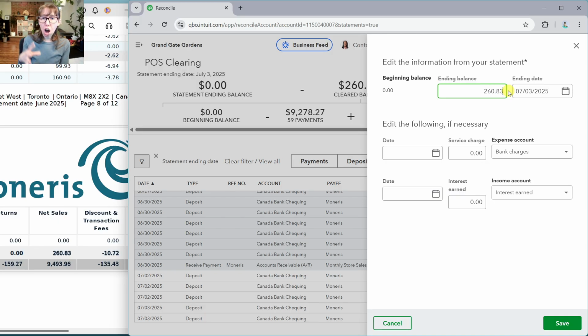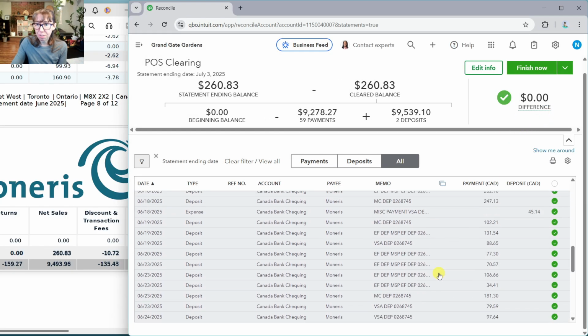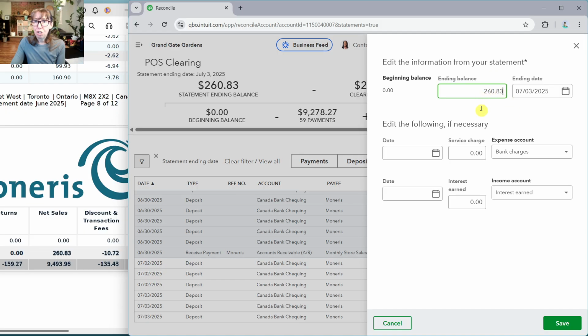$260.83 is our ending balance. That is not all of the total POS payments for June that we said are going to be checked off in this statement. So I'm going to hit save. Now we've got the 0, and what it's saying is everything here has been accounted for except for $260.83. That is going to be accounted for when we do the POS clearing reconciliation for July. So that's one way of doing it.